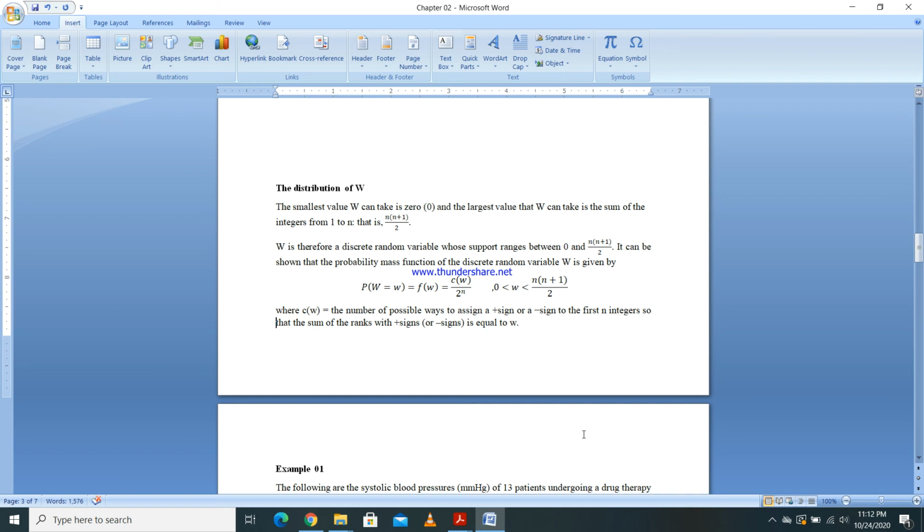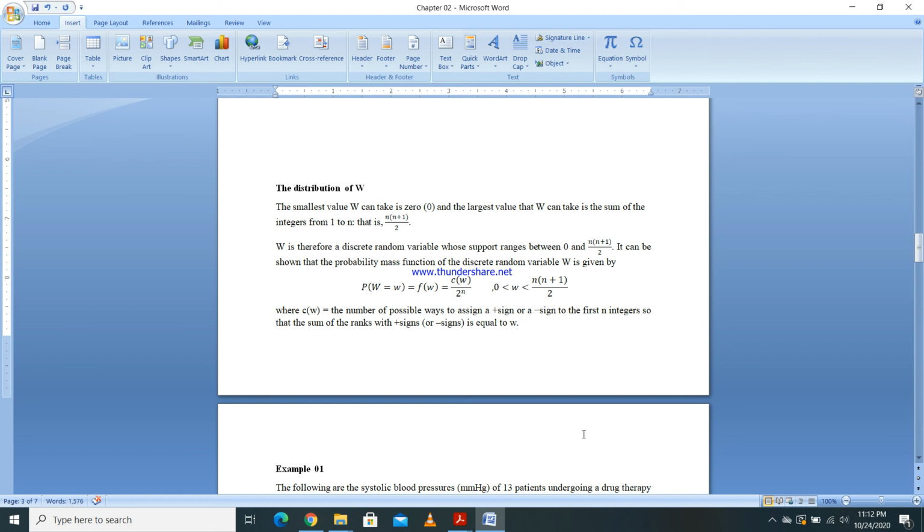Why is it 0? Let's say for a given data set, you have only positive differences, or only negative differences. If you have only positive differences, when you calculate the W minus value, that would be equal to 0, because you have no negative differences. So when you take the summation of the ranks of the negative differences, that would be equal to 0.